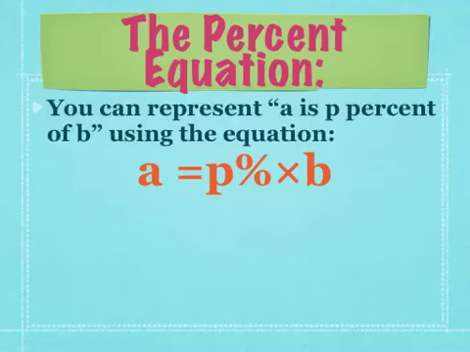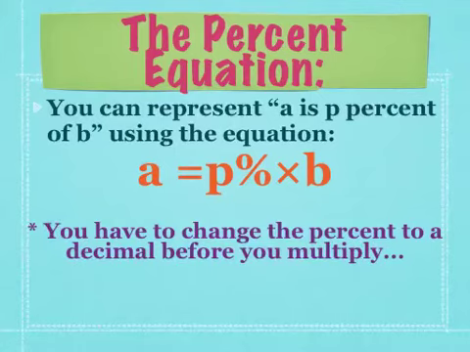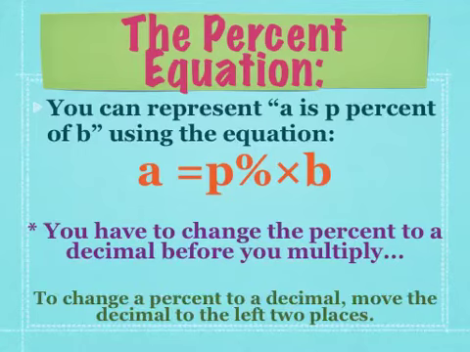Again, an important part of this equation is that you have to change the percent to a decimal before I can just multiply. So if you had 25%, you would have to move the decimal to the left 2 times. To change a percent to a decimal, you move the decimal to the left 2 places. So 25% would be the same as 0.25.